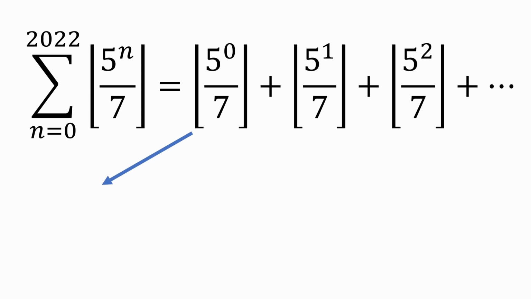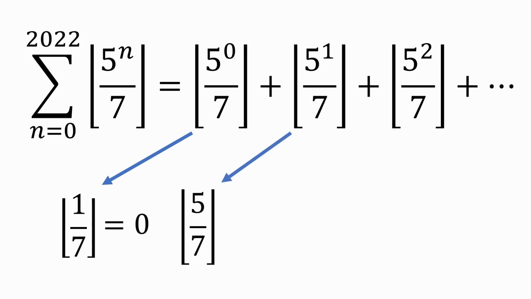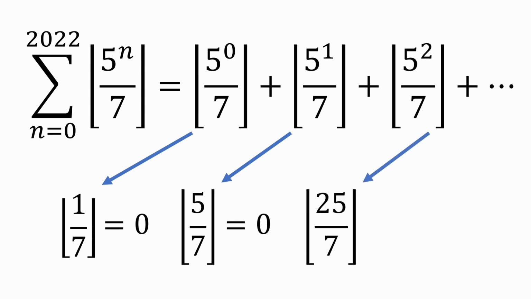The first term is the floor of 1/7. Since 1/7 has no integer part, its floor is 0. The second term is the floor of 5/7, which also has no integer part, so its floor is also 0. The third term is the floor of 25/7. Since 25/7 is 3 4/7, its floor is 3. So the sum of the first three terms would be 3.